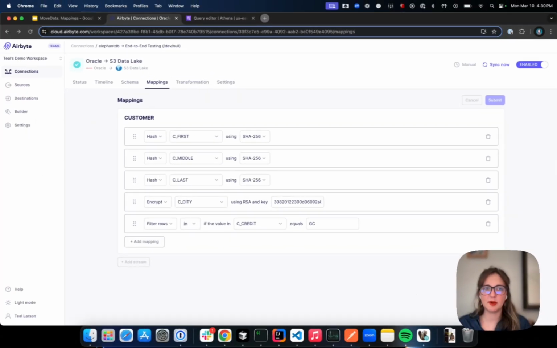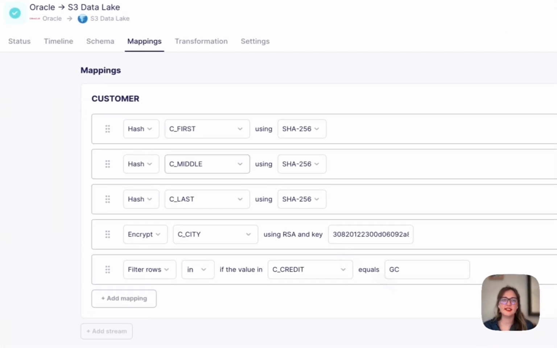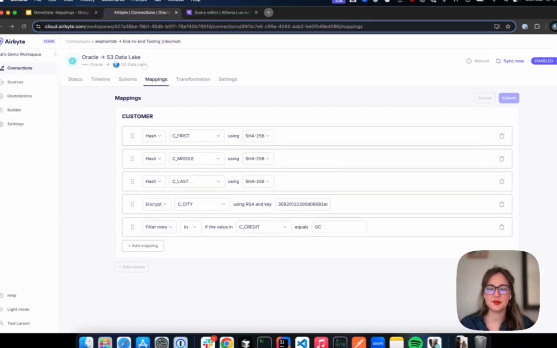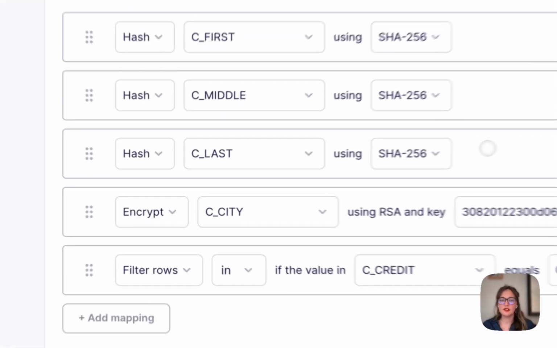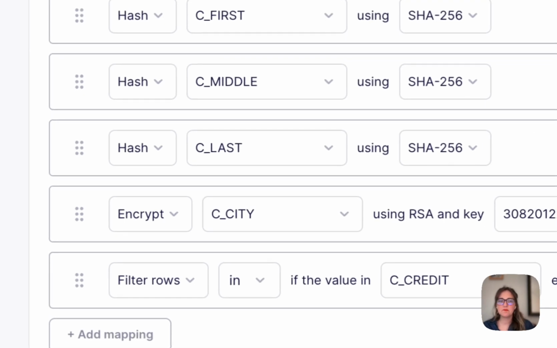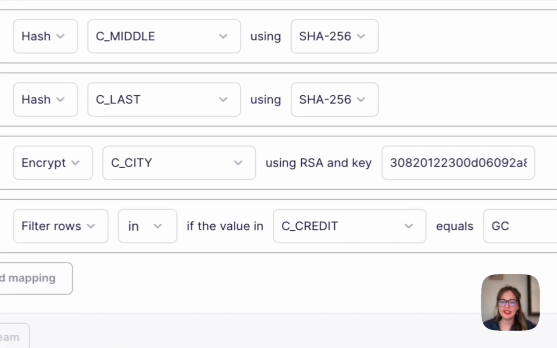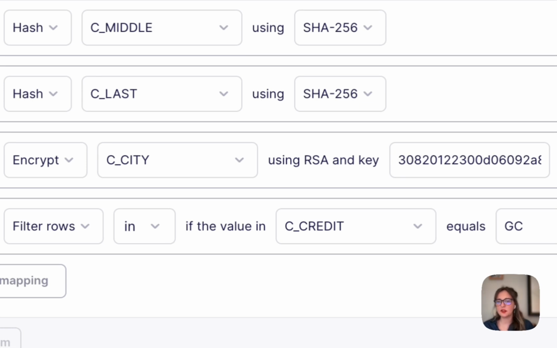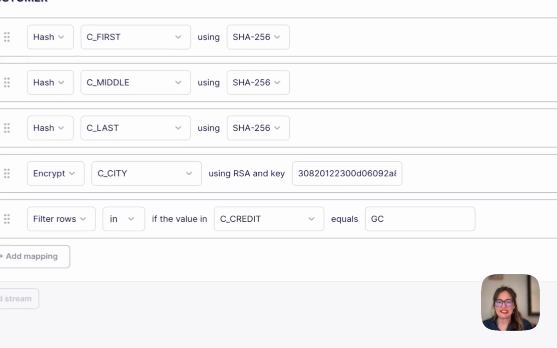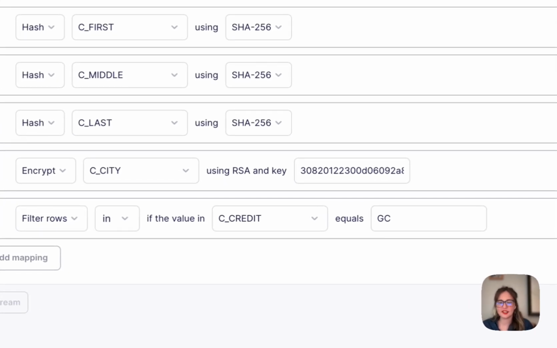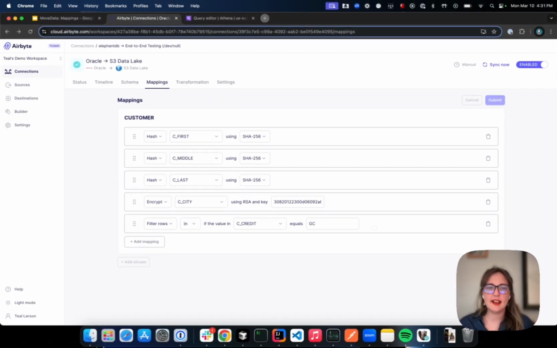To give a realistic example, here I have some customer data that I'm pulling from Oracle, which is a connector available with our Enterprise Connectors plan, and moving to an S3 data lake. And so what I've done is hashed all of the properties related to a customer name. I've also encrypted the city so that I can decrypt that later with a private key. And I've only included rows where the credit equals GC or good credit. I don't need to consider any of the bad credit customers in this particular data lake.